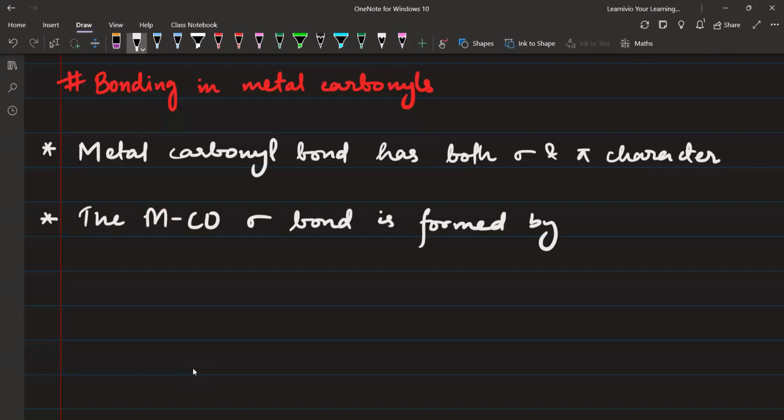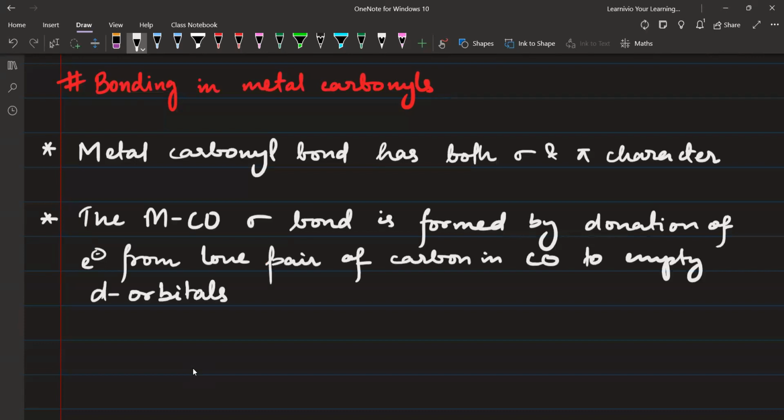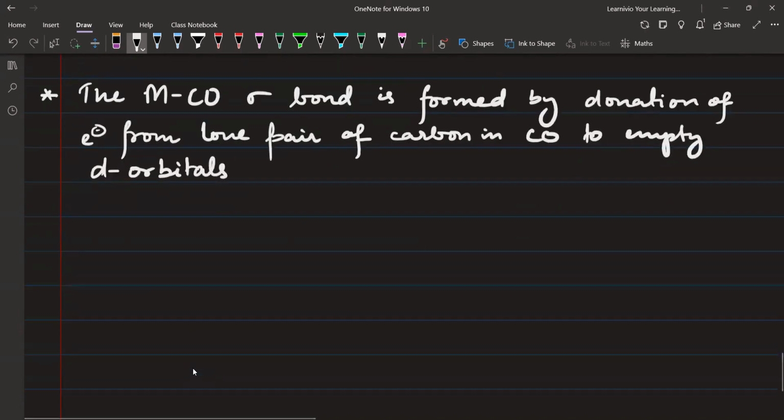To empty d orbitals. What does it happen? मेटल का जो d orbital है, and trigonometry यहां पे dz square takes part in the bond formation of the sigma bond.